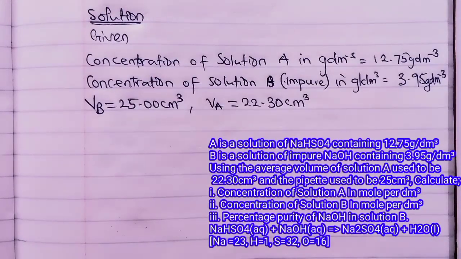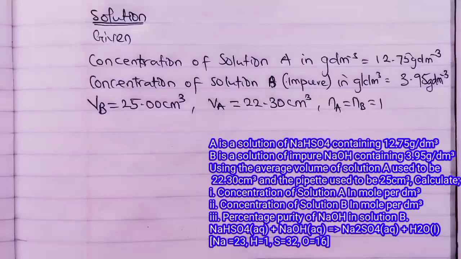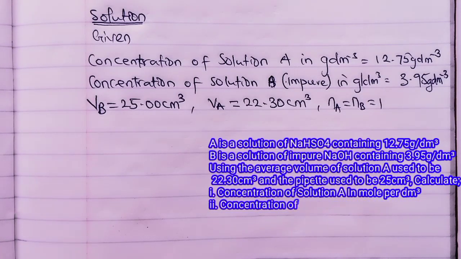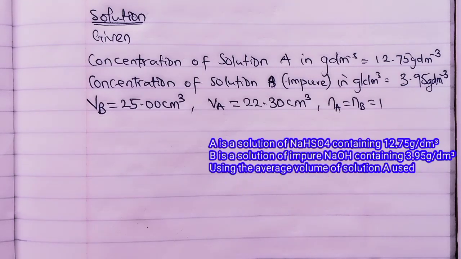If you look closely at the equation itself, you notice that the mole ratio between the acid and base is still 1:1. Therefore, Na and Nb are all 1. But we are not given the concentration in mole of solution A or solution B. Therefore, that is what we are going to look for. And if you check the question, question 1 asks us to find the concentration of A in mole per dm cube. That's the first to treat.